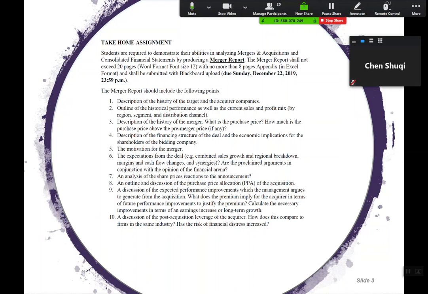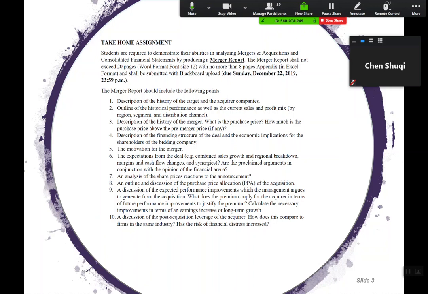What I'm looking for in this task is a little bit of a backwards calculation to find out what the assumptions of management have been with regard to those proclaimed synergies. Although I do not give a particular scheme that you should follow, what you could be doing here is to calculate the necessary improvement in terms of, for example, an earnings increase or increase in the long-term growth or increase in the free cash flows.